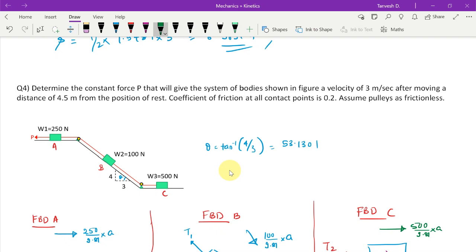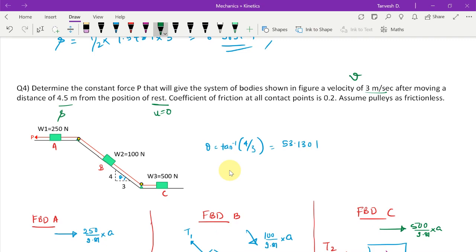We need to determine constant force P such that all of them attain a velocity of 3 meters per second after moving a distance of 4.5 meters from the position of rest. So these three are important things that we are getting. We are getting to know that the final velocity is 3, initial velocity is 0, and the distance that they are covering is 4.5.